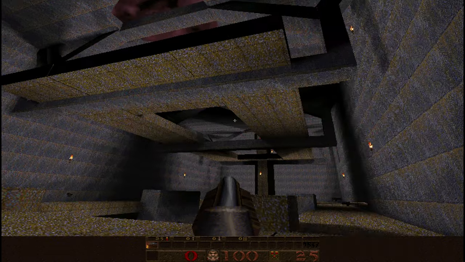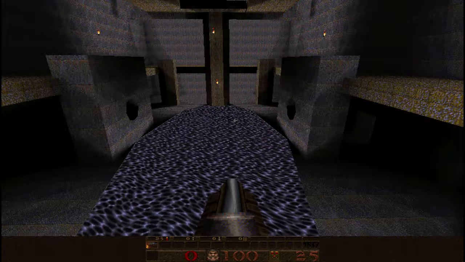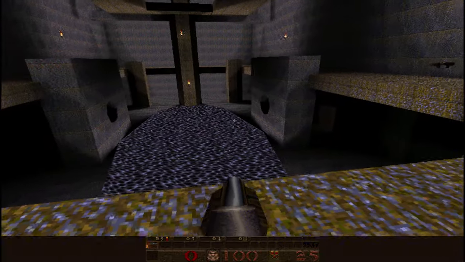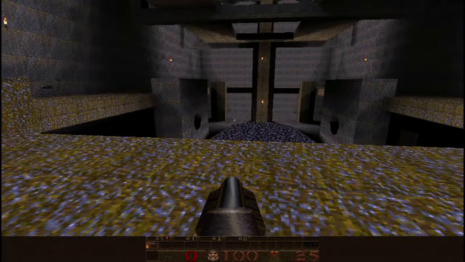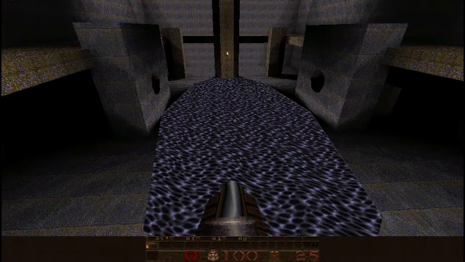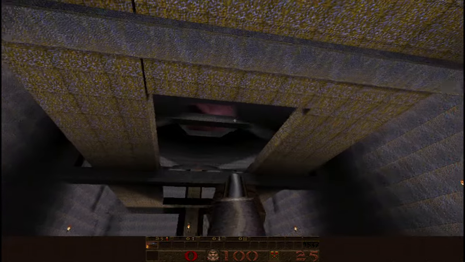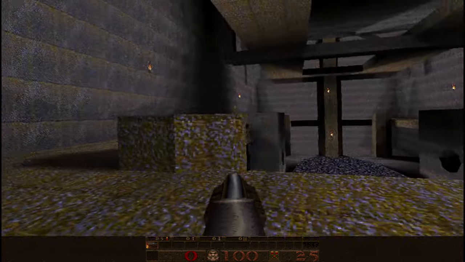So let's see here, we have a lot of platforms and a lot of stuff. As I said, it kind of resembles House of Chthon. You have platforms around an area, a pool of water in the middle of the map, and the sky above, and that's pretty much the level.